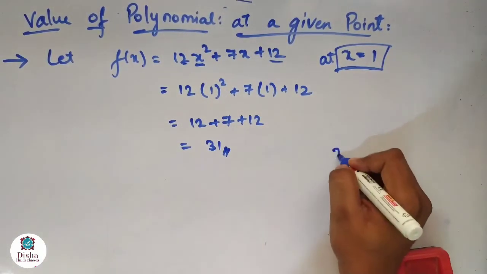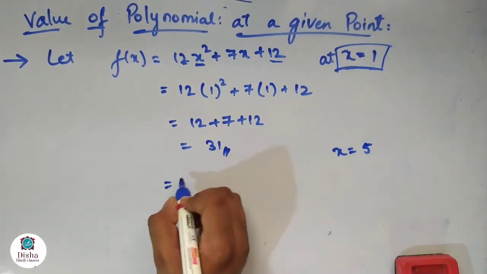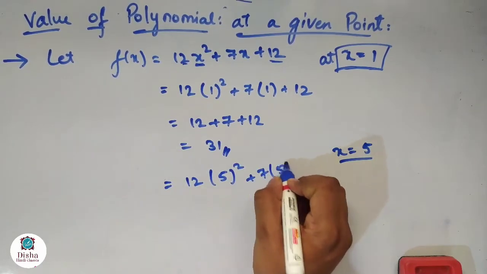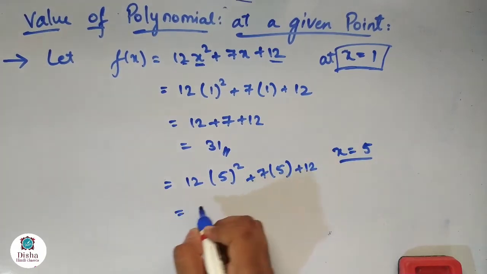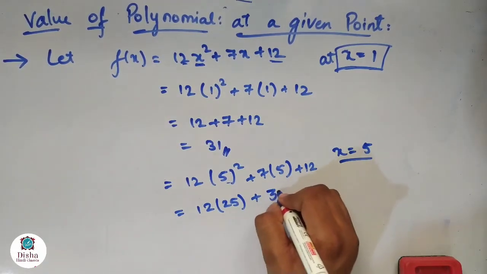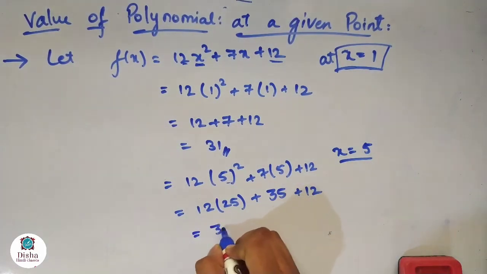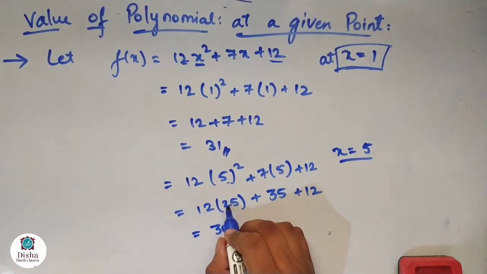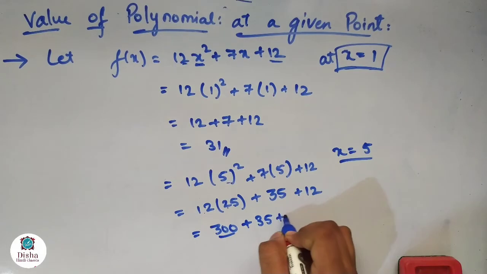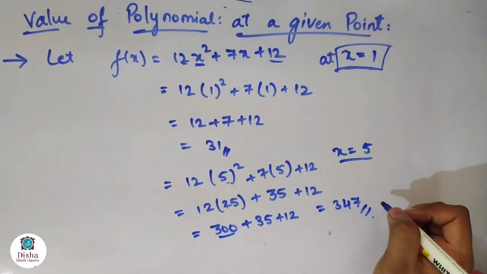If x equals 5, then again we have to take the 12x square. So what is the value of x? 5. That is 5 square plus 7 into 5 plus constant, that is 12. So 5 square is 25. 12 into 25. 7 into 5 will be 35 plus 12. Right? Now 12 25s will be 300. Right? 12 20s will be 240 and 12 5s will be 60. 240 plus 60 will be 300, and here we have 35 plus 12. So therefore the total will be 347. Right?